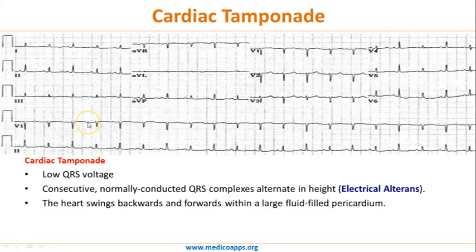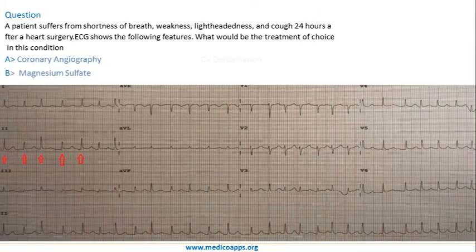And let's look at another question. There were two questions which were actually asked on cardiac tamponade. The other variation of the question was: a patient suffers, with a similar history of shortness of breath, weakness, lightheadedness, and cough after 24 hours. ECG shows the following feature. What is the treatment of choice?